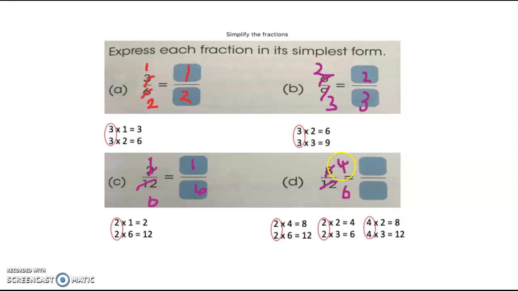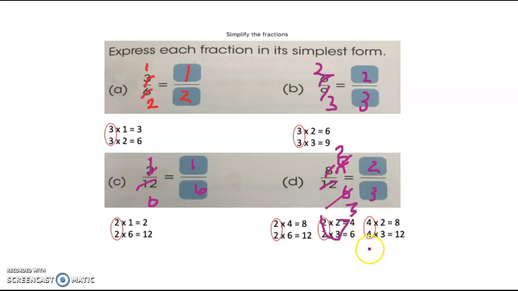Can you still find something which can be divided into 4 and 6? I mean, can you find a number where you will get 4 and 6 as its multiples? Of course, again, 2 can be multiplied to something, and you get 4 and 6. So 4 and 6 are multiples of 2 again. So I will cut again and write 2 here, and then 3 here. So my new fraction will be 2 over 3.